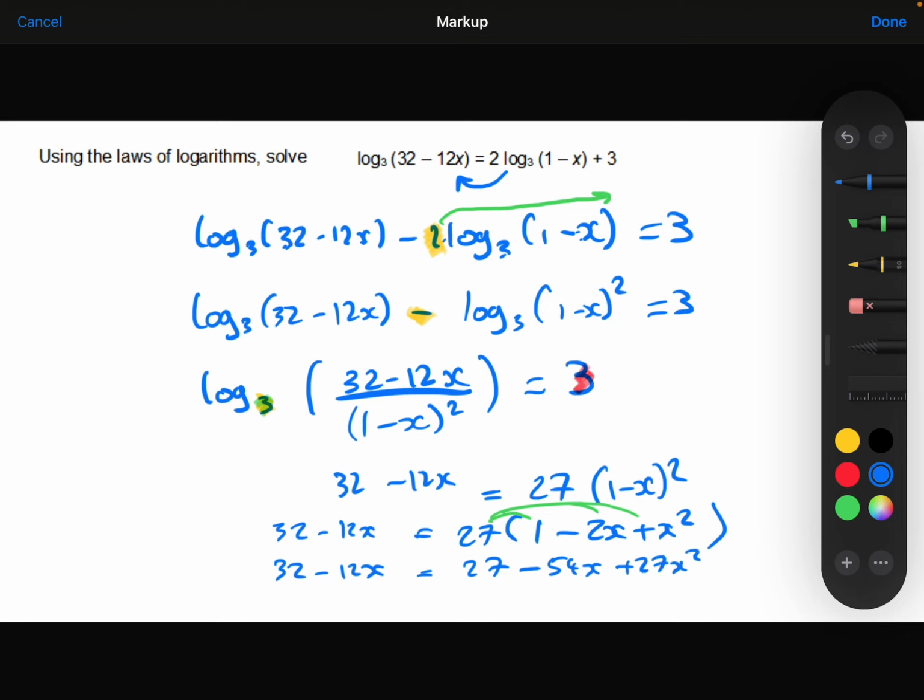And now we're going to make this quadratic equation equal 0. So I'm going to subtract 32 from both sides. And I'm going to add 12x to both sides. So the 27x squared remains untouched. The minus 54x plus the 12x becomes minus 42x. And the 27 minus the 32 is minus 5. And now we can solve that quadratic equation.